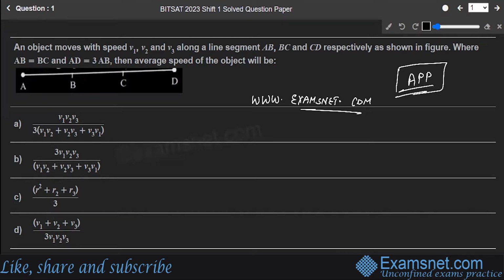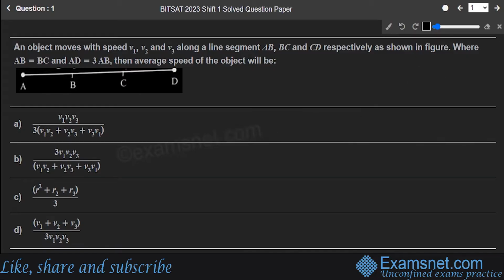So today, students will be solving the BITSAT 2023 Shift 1 paper. In this particular video, I'll be solving the physics part of the paper. So let's start with the paper. A very best of luck. Here we go with question number 1.